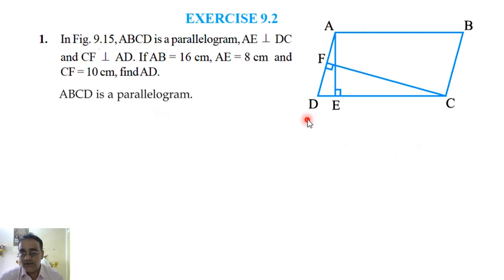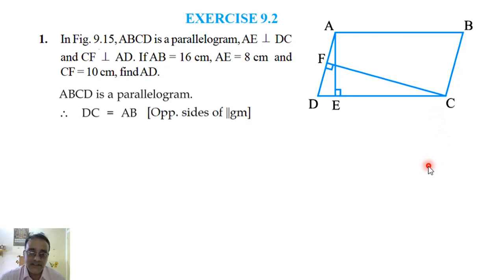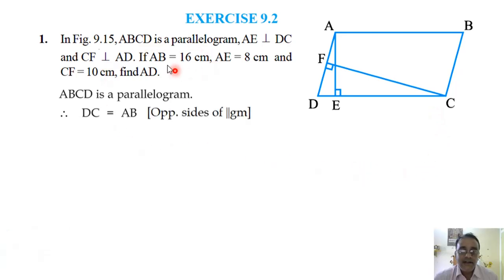So AB is equal to DC. Why? Opposite sides of the parallelogram. Right. Opposite sides of parallelogram. So the value of AB is given 16 centimeter. So DC is also equal to 16 centimeter. Now we are going to take base as DC.